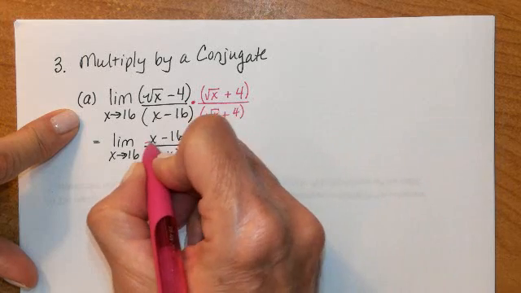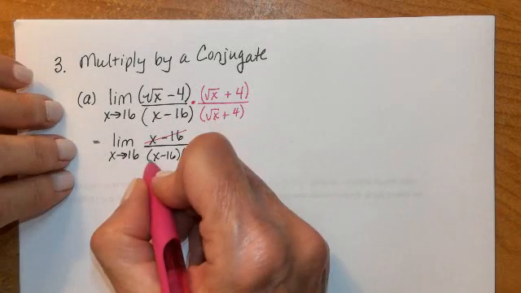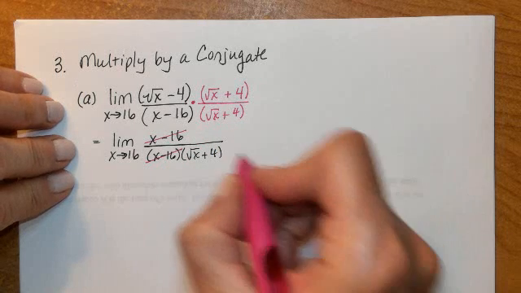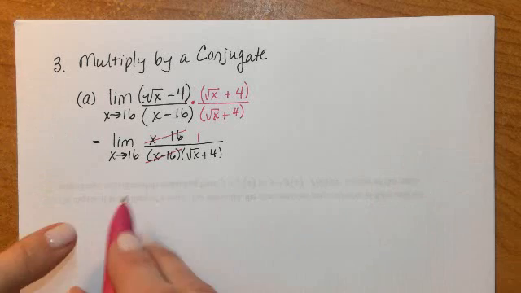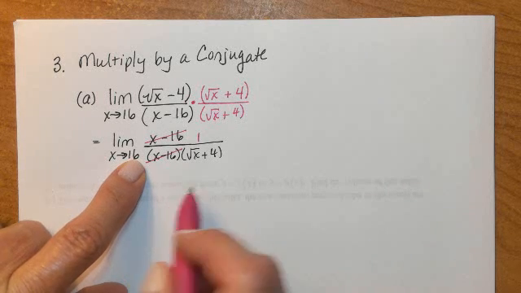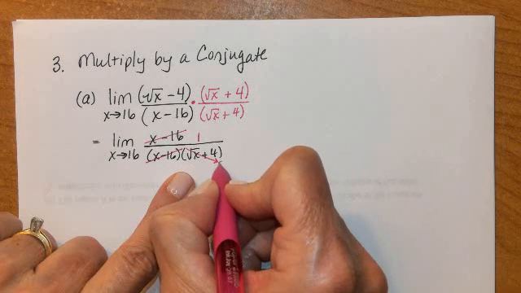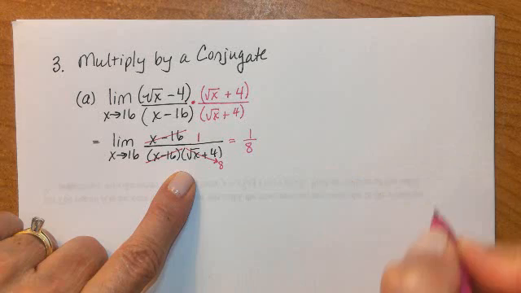Now the x minus 16 on top. Now we have a hole, right? And the x minus 16 on top cancels with the x minus 16 on the bottom. We are leaving a 1 on top. And now we can substitute in 16 for the remaining x. So this denominator is going to 8, so this limit is equal to 1 over 8.